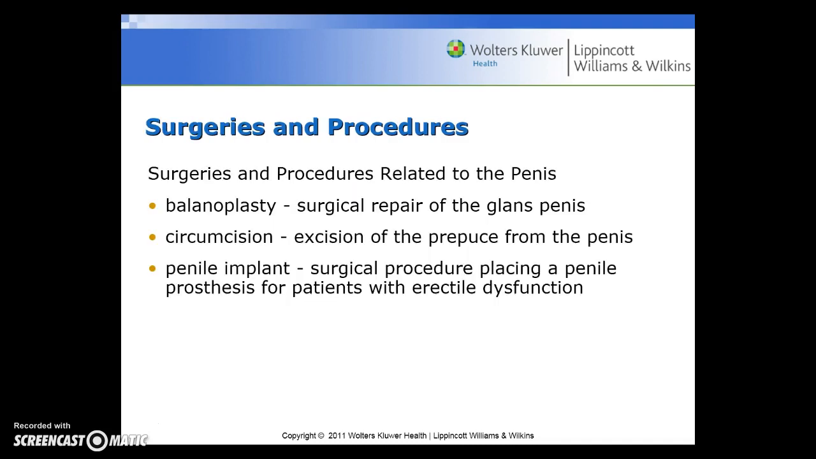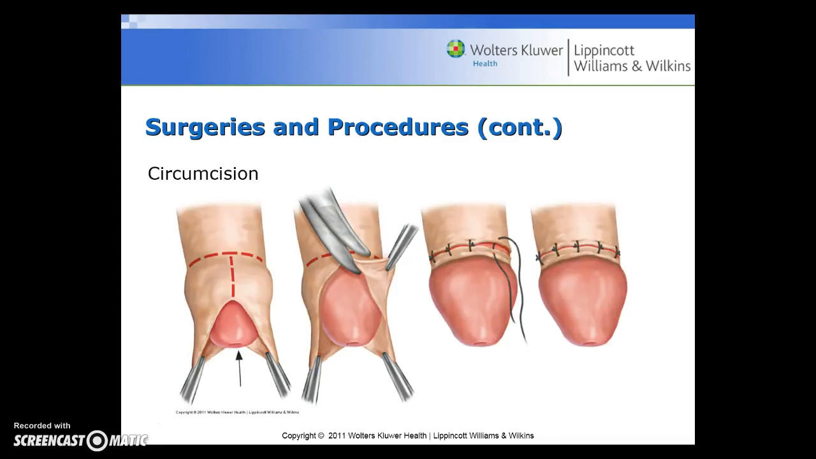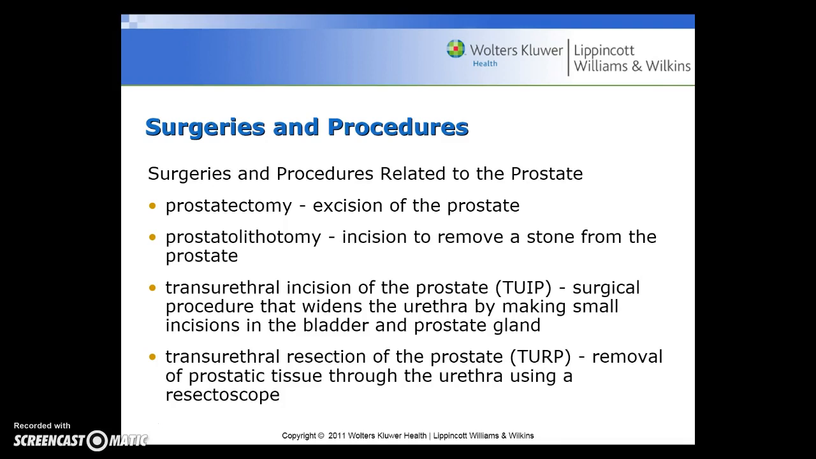Common surgical procedures is balanoplasty, that's the surgical repair of the glans penis. Circumcision is an excision of the prepuce from the penis. Penile implant is the surgical procedure placing a penile prosthesis for patients with erectile dysfunction. Here is a visual diagram of a penile circumcision. Prostatectomy is an excision of the prostate gland. A prostatolithotomy is an incision to remove a stone from the prostate.